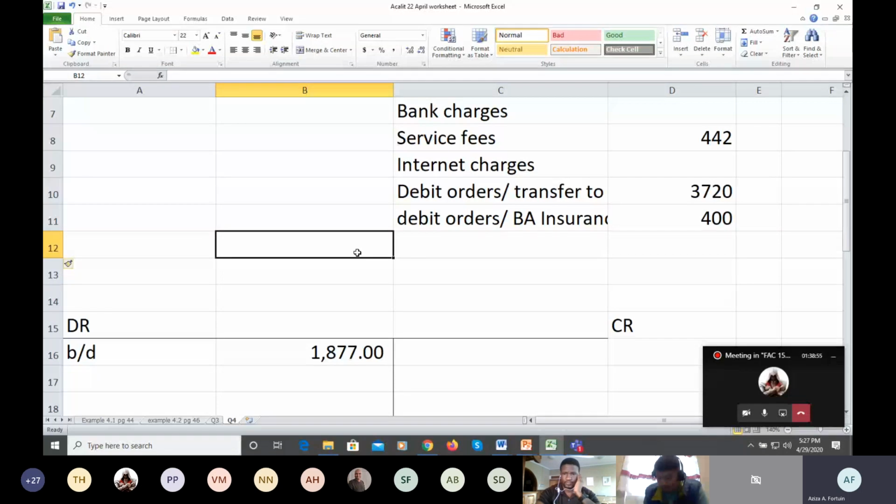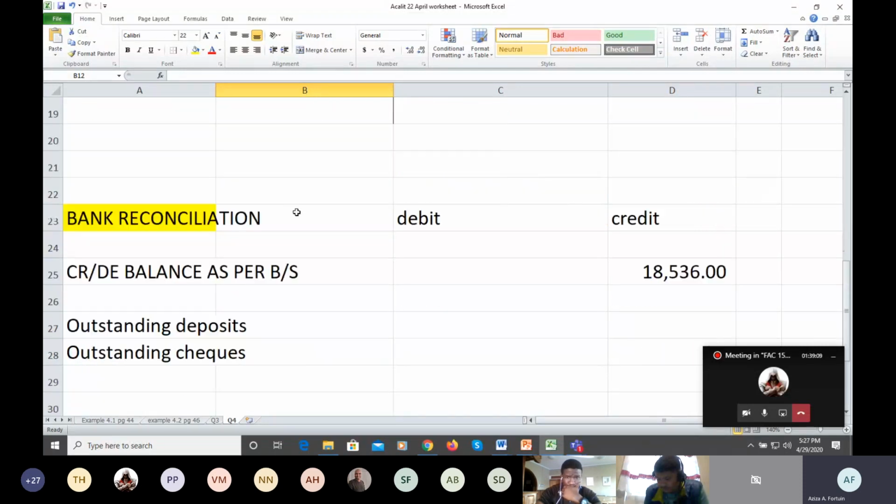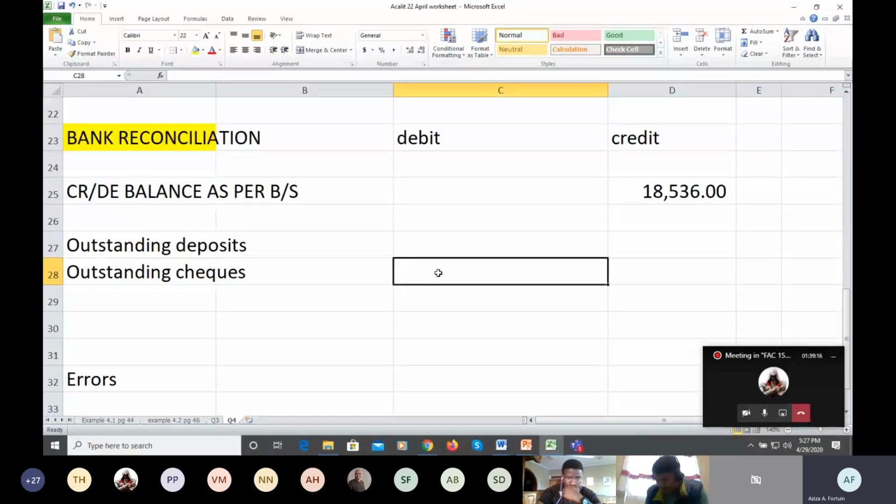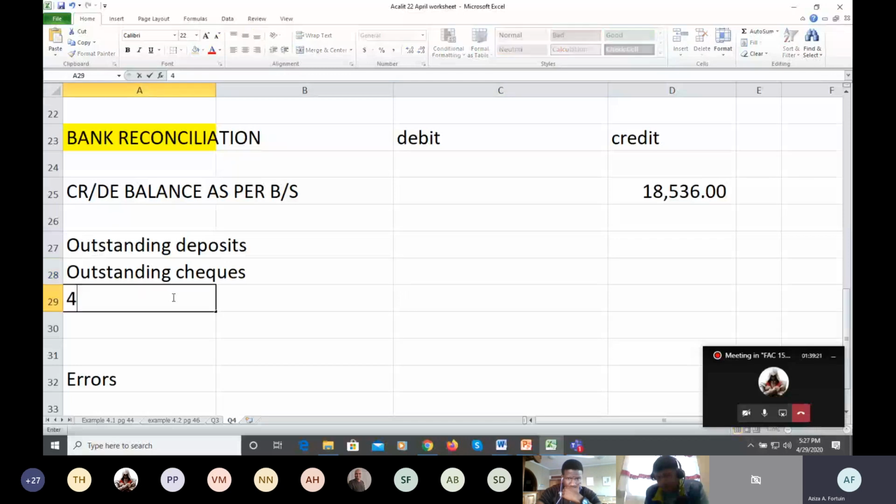Okay, so number 4, the following checks which have not yet been presented for payment to the bank were issued by Owen and appeared on the bank recon. So they are saying to us that these payments have not been presented, so they are outstanding checks, and we know that we debit outstanding checks. We're always going to debit our outstanding checks. So let's put here check number 401.